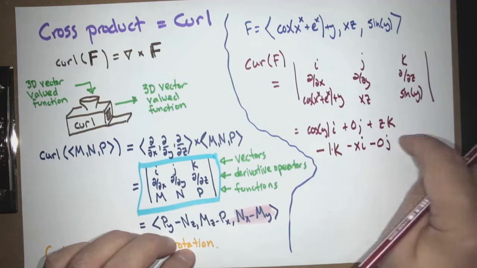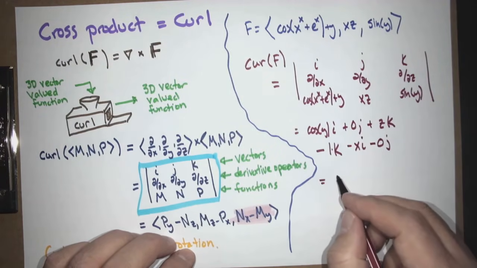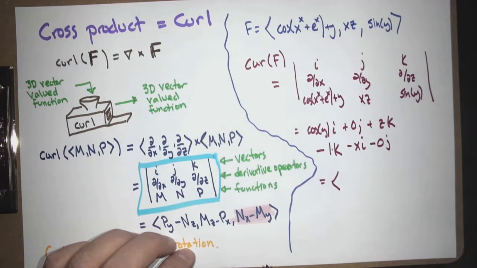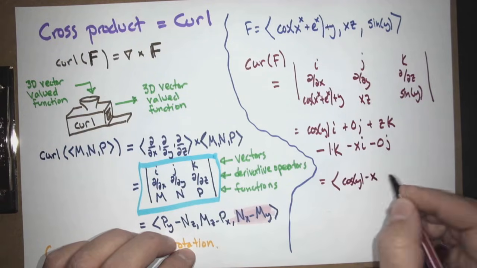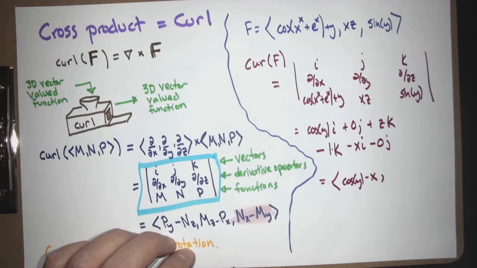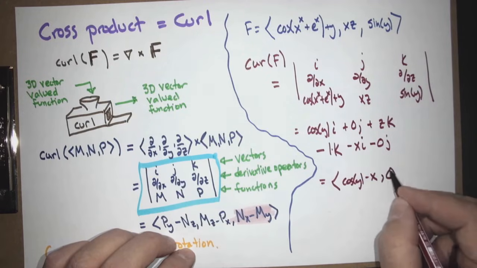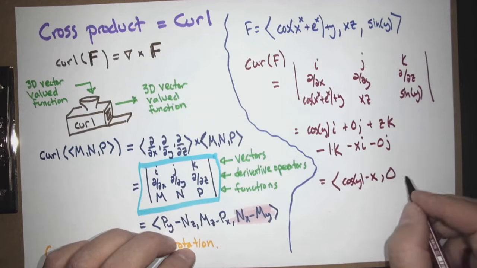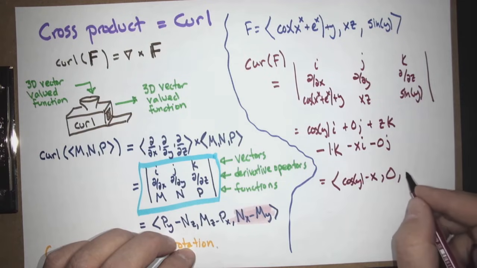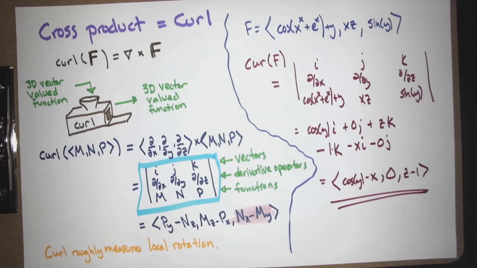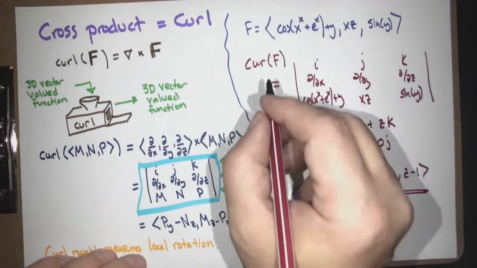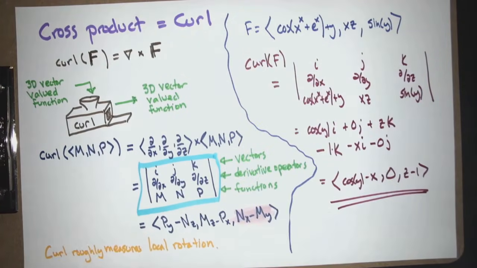Now, I didn't line things up great here, but in the first slot, what do we have? Cosine of y minus x. The middle slot, what do we have? 0. That can happen. The last slot, what do we have? Z minus 1. Okay, so we can do curls. I probably should write the word curl and not cur. So that sounds a bit curmudgeonly.